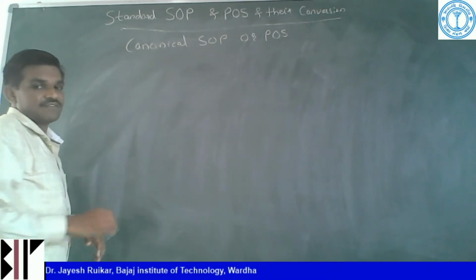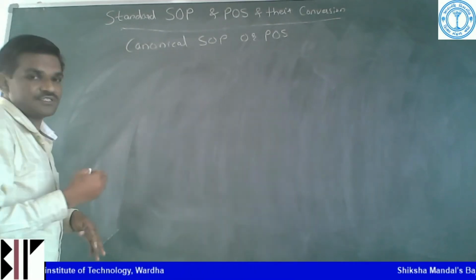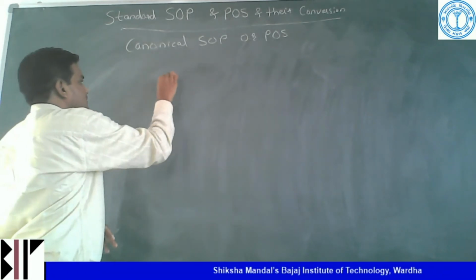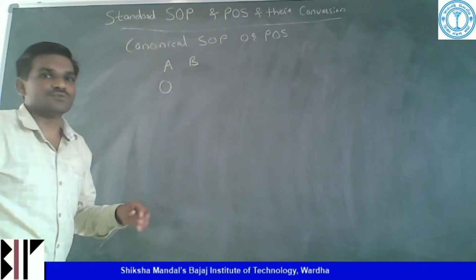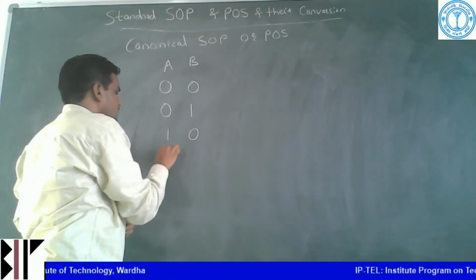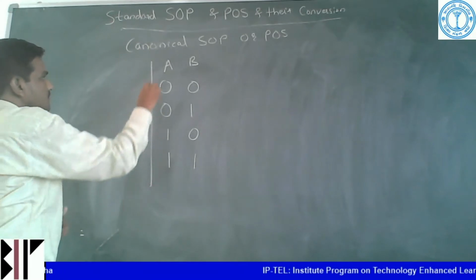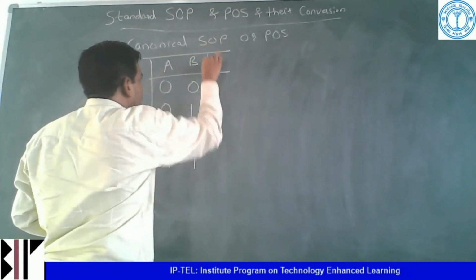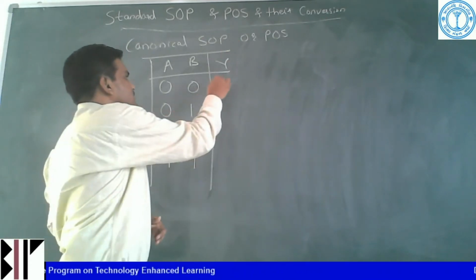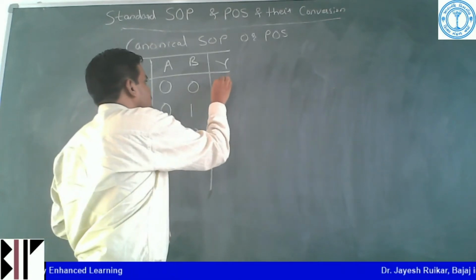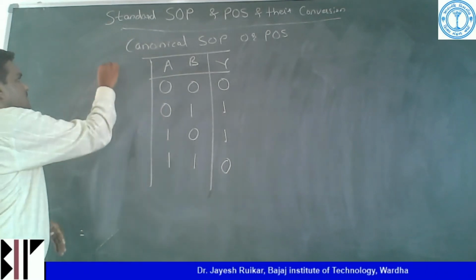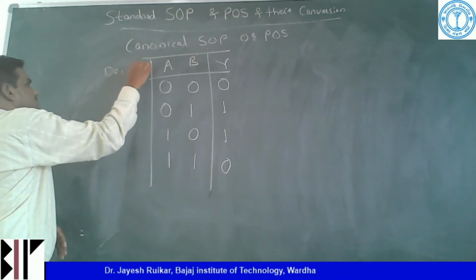Okay, so for that purpose I will recall what we have studied, how this SOP and POS have been formed. So let us take one example that I will explain on this truth table. Let us say we have two variables, A and B, and the rows are 00, 01, 10 and 11. If I want to plot its output, I am arbitrarily choosing this truth table. This is an XOR gate, so the output is 0 1 1 0.